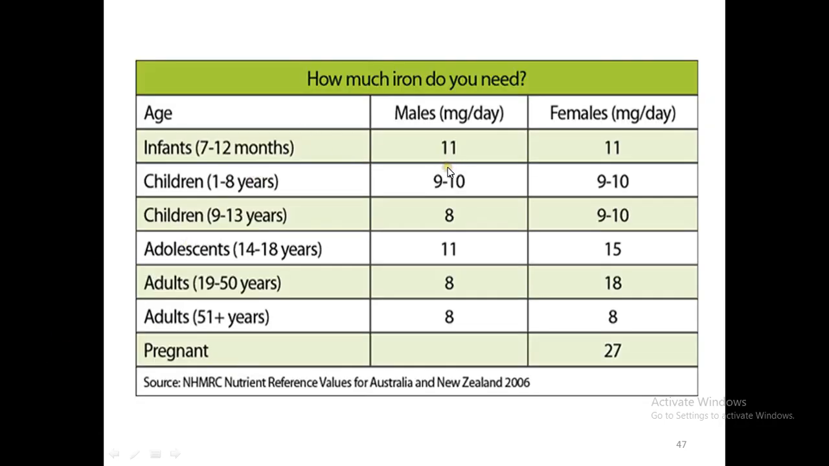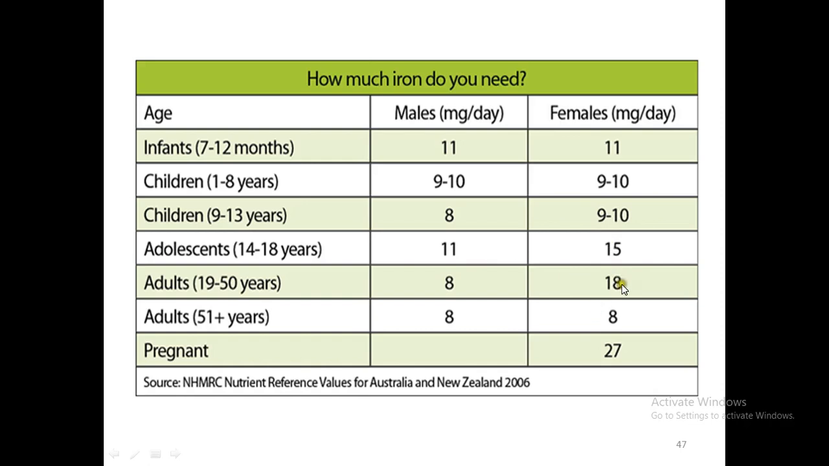So as we can see out here, infants, children, males, etc., they require 10 to 12 milligrams per day. That's enough for them. But in case of females, adolescent females, as soon as their menstrual period starts, you find that their requirement is increased much more than the males.